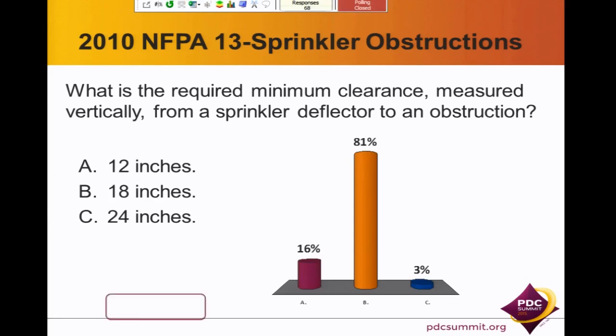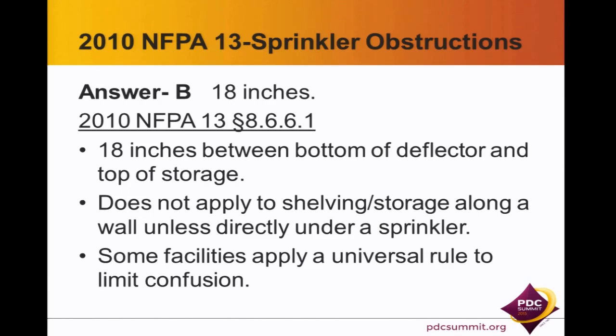There you go. B, 18 inches. Very good. And vertically is the important thing there. And I know I've seen George do this presentation where they're 18 inches from the sprinkler, but 20 inches off to the side of the sprinkler, they go up to the ceiling. There are some exceptions here.